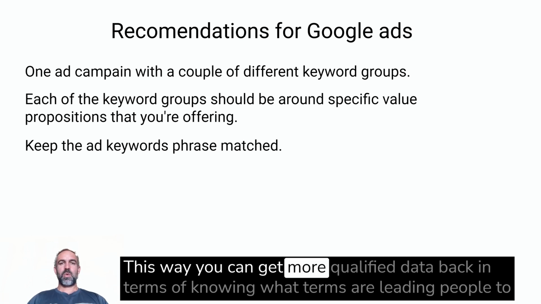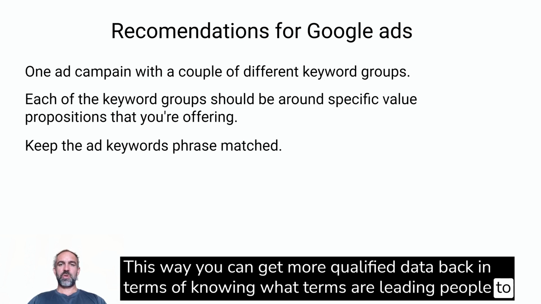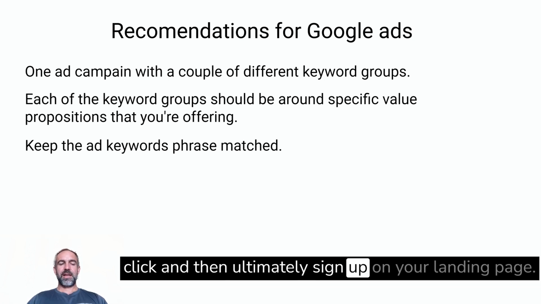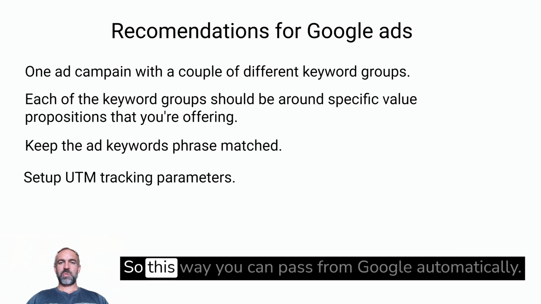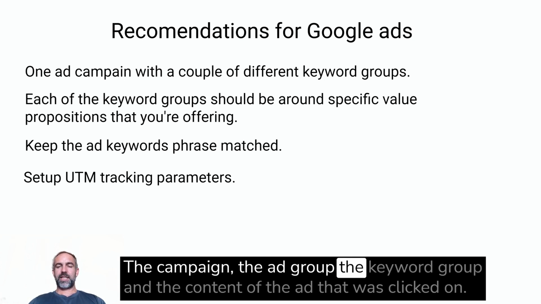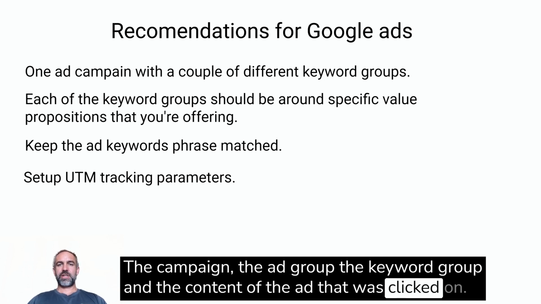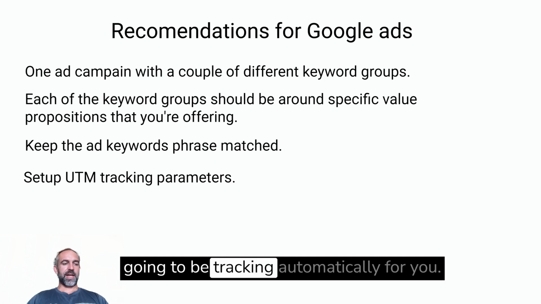This way, you can get more qualified data back in terms of knowing what terms are leading people to click and then ultimately sign up on your landing page. Now, I want to make sure you're also setting up the UTM tracking parameters. This way, you can pass from Google automatically the campaign, the ad group, the keyword group, and the content of the ad that was clicked on. And this is something else that your landing page platform like Kickoff Labs is going to be tracking automatically for you.